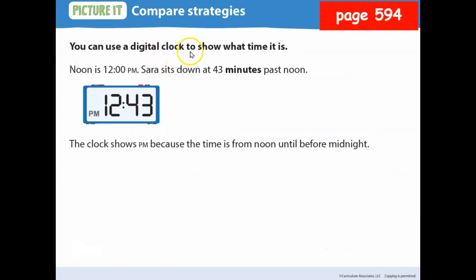All right. So you can use a digital clock to show what time it is. 12 noon is 12 p.m. That's here. Sarah sits down at 43 past noon, so that would be 12:43. The clock shows p.m. because the time is from noon until midnight. So everything past noon is p.m. until you reach midnight, which is 12 a.m.